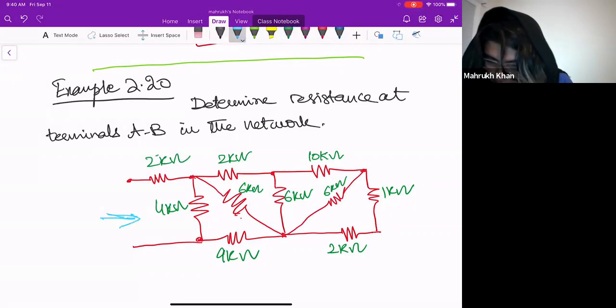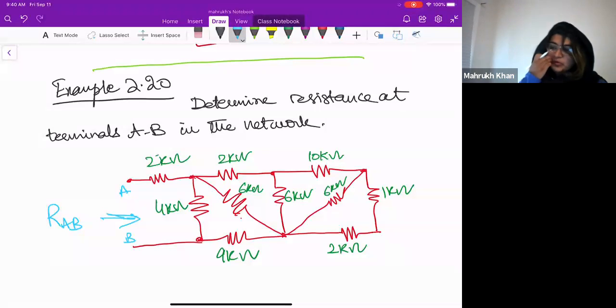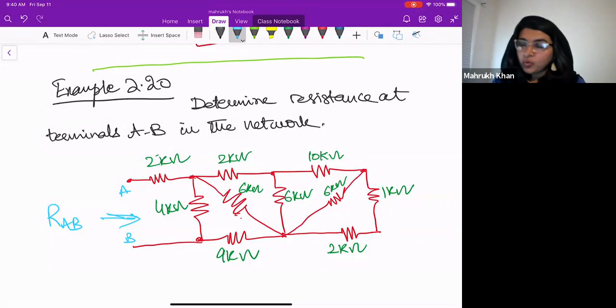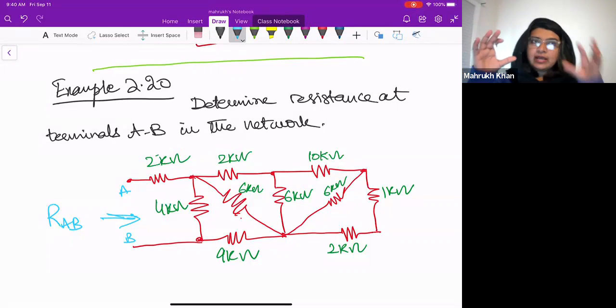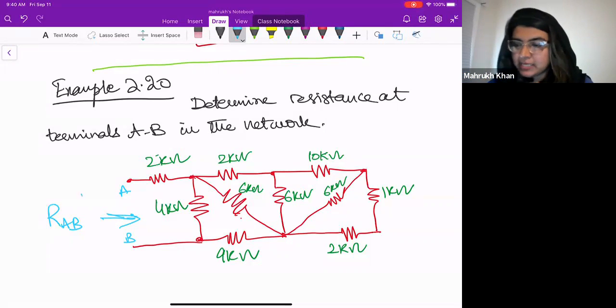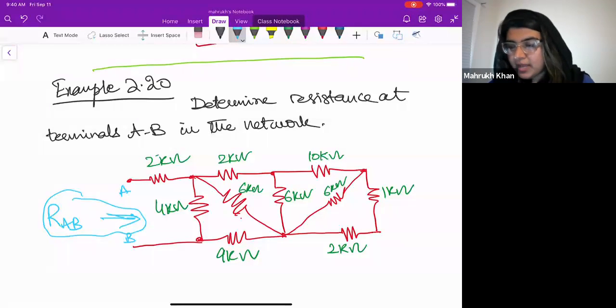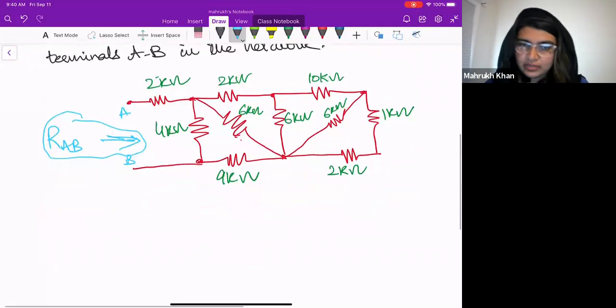So we are supposed to find RAB because this is A and this is B terminals. You can see that in this circuit, there is no voltage source, right? So it's assuming that we want to find the equivalent resistance. There could be a circuit behind it, but we can just find the equivalent resistance by solving the circuit without even the voltage source. If you have connected your circuit to the source, what you are seeing at the input side behind the complicated circuit is the equivalent resistance.